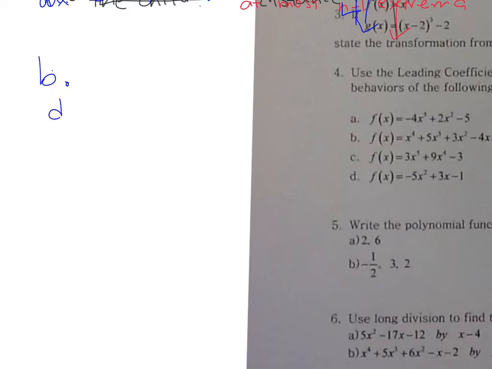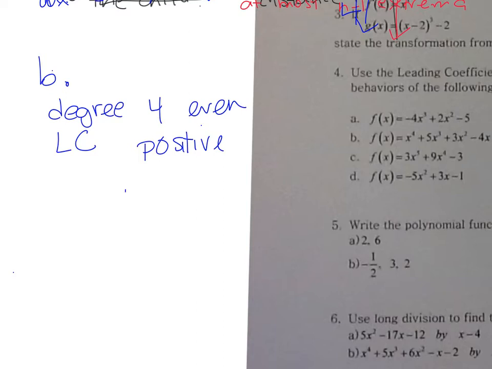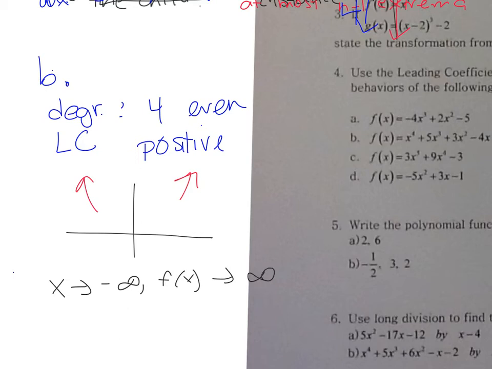All right, my degree is 4, which means it's even. And my leading coefficient is positive 1. Okay, so since it's positive and it's even, it'll go up, up. All right, so as x goes to negative infinity, f of x goes to infinity. As x goes to infinity, f of x goes to infinity.